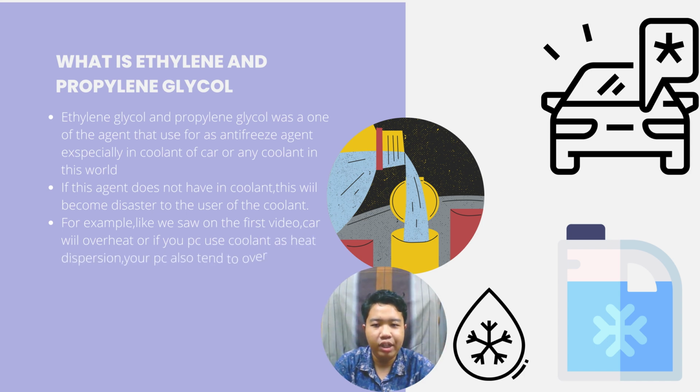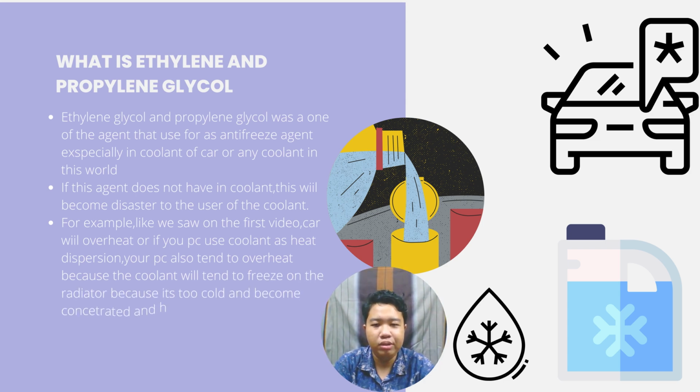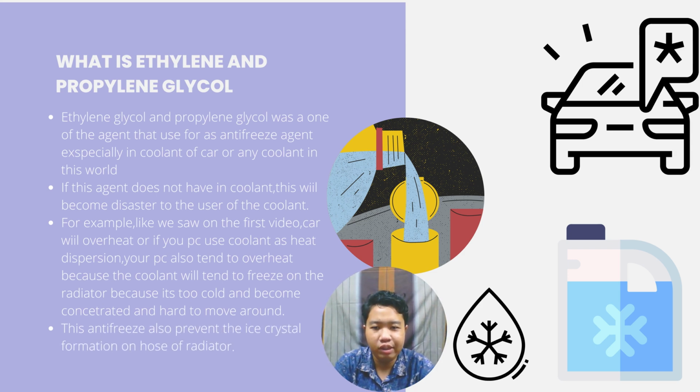For example, like we saw in the first video, a car will tend to overheat, and if you use a PC that uses a coolant for heat dispersion, your PC will also tend to overheat because the coolant will start to freeze and block the flow inside the radiator cooler. This antifreeze also prevents ice crystal formation in the hose of the radiator.